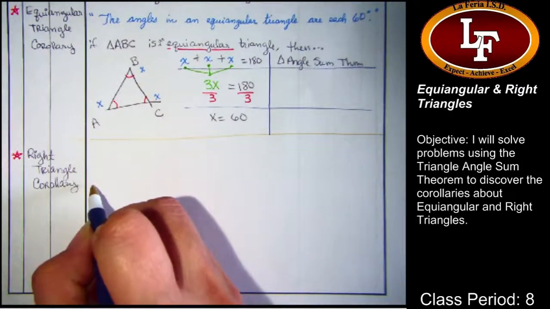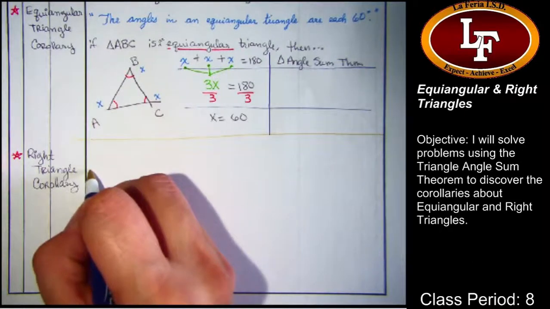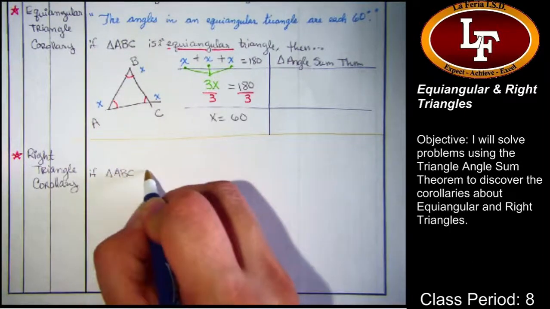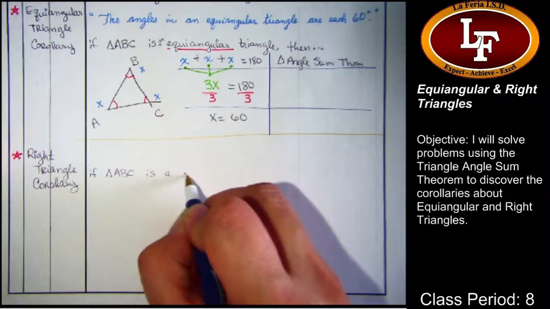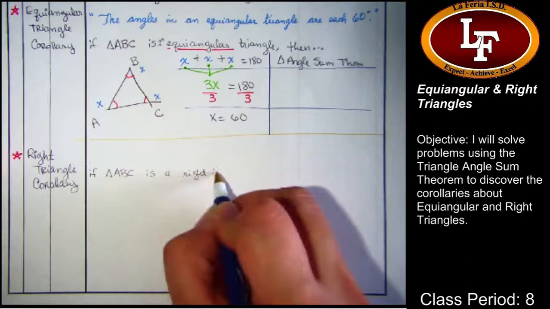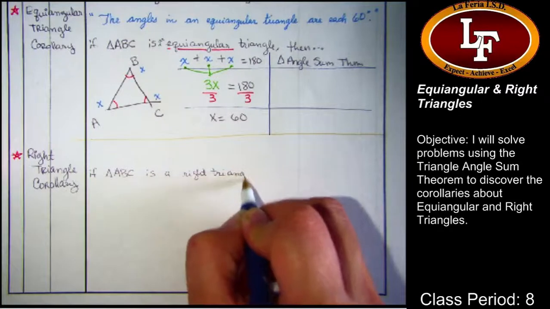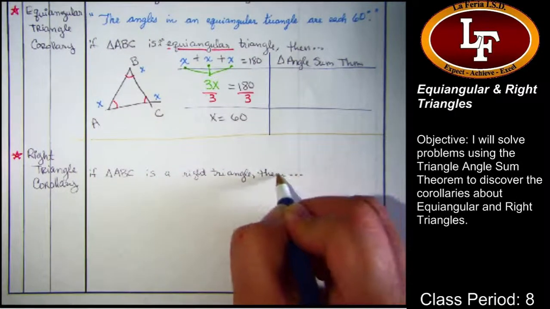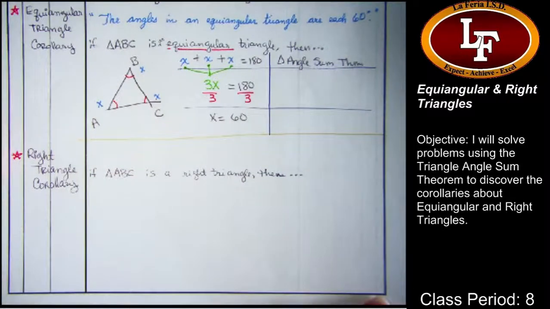Okay, we're going to do the same thing for the right triangle corollary. If I have some triangle, we'll call it ABC, and that triangle is a right triangle, then something else is going to happen. We've got to go figure that out.